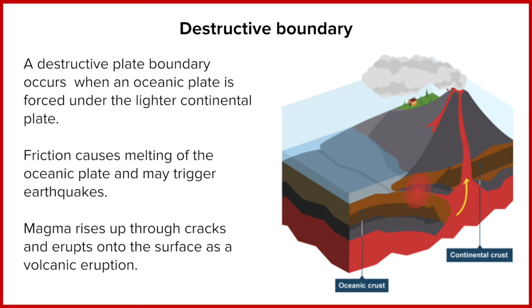And what happens? There are imperfections, cracks, fissures in the plate. So in this case, it's on the continental side of the plate. And the magma, the additional magma, forces its way up through these imperfections until it reaches land. When magma reaches the surface, we call that lava, and it creates a volcano. So we get both earthquakes and volcanoes at destructive plate boundaries.